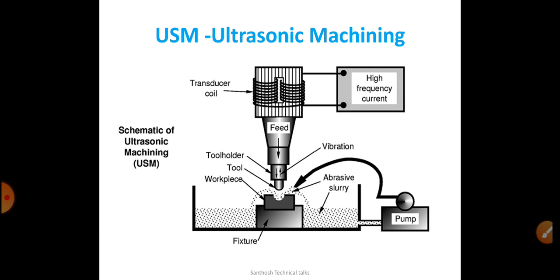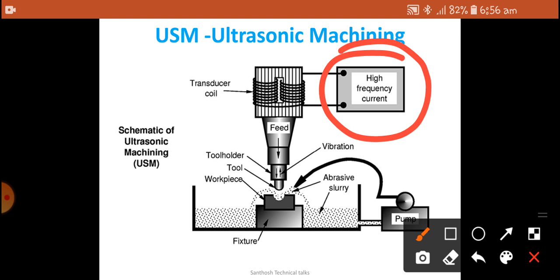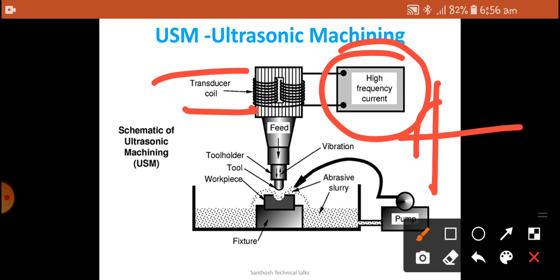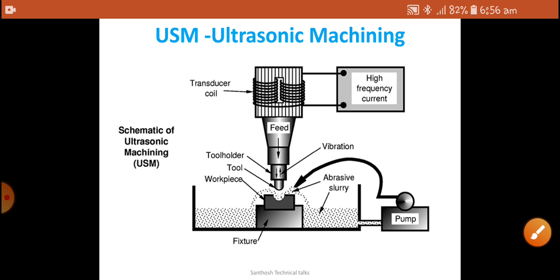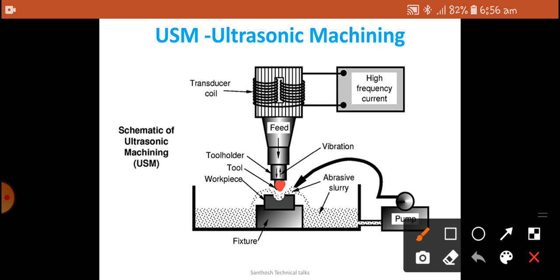The first one is ultrasonic machining. The high frequency electrical current is coupled with the transducer coil. We know the electrical current has some frequency, and with that frequency the transducer coil will get vibrating. The transducer coil is connected with the vibrating tool or the tool holder. Here is the tool holder and tool.